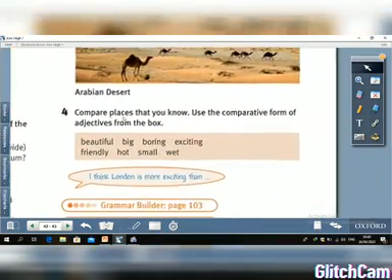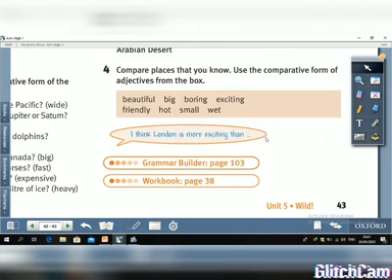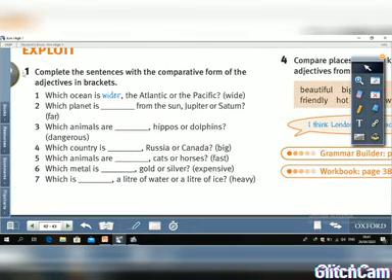This is for comparatives. Compare places, using the comparative form of adjectives from the box. Let's solve them together. Beautiful becomes more beautiful than. Big becomes bigger than. Boring becomes more boring than. The same thing with exciting, more exciting than. Friendly, friendlier than. Hot, hotter than, I will double the last letter. Small, smaller than. Wet, wetter than, I will double the last letter. This is for comparatives. I think it's easy. Let's solve these sentences.